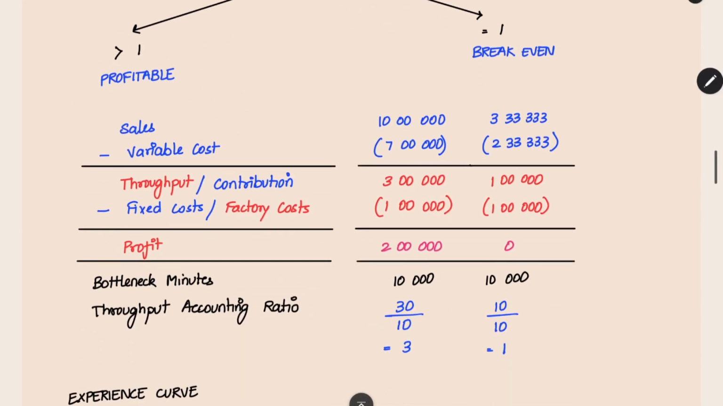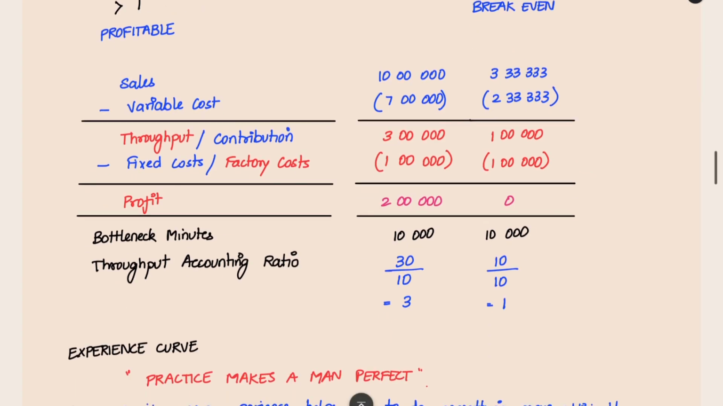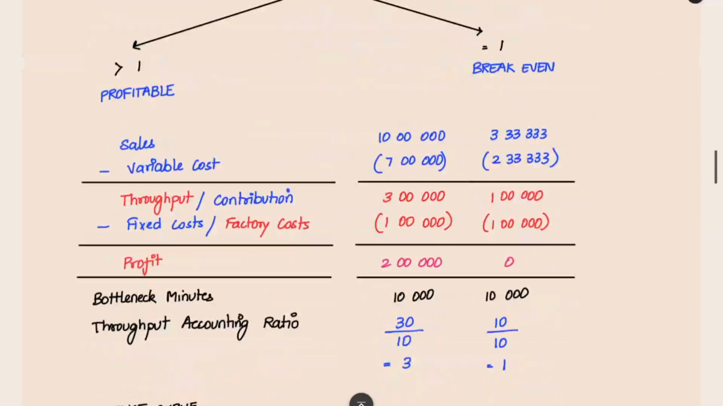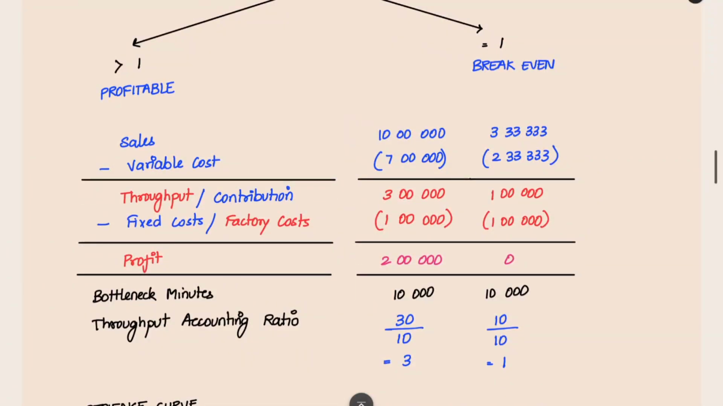I have given an illustration also for this. You can refer to it afterwards. Now, this is the concept of throughput accounting. We are going to apply it in a sum, so you need not concentrate more on this example. This is just an illustration. We are going to see the practical sum in the questions itself.